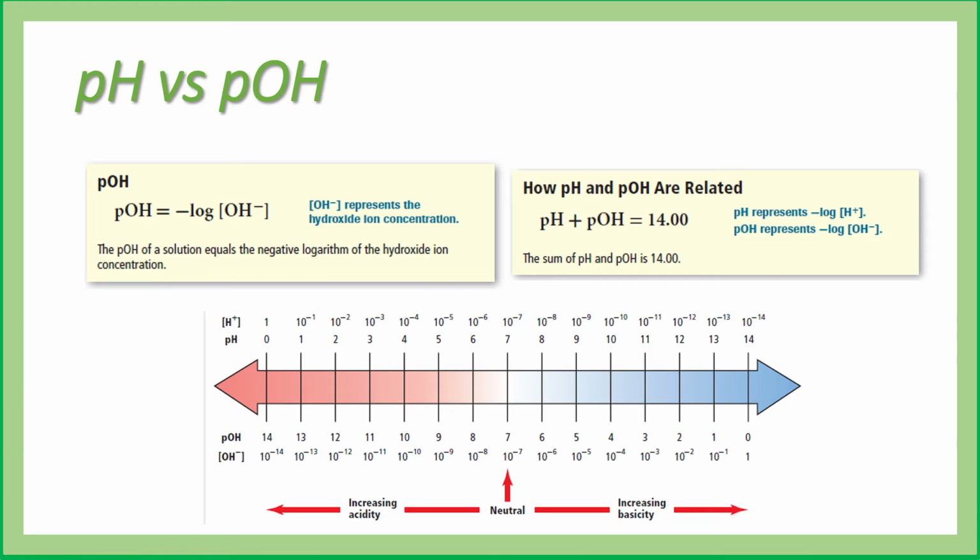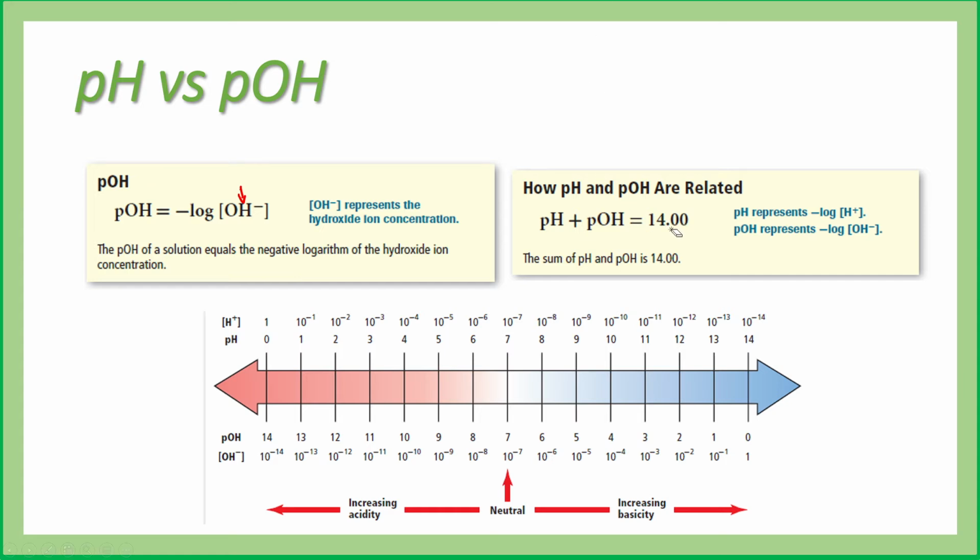Now, pOH. What is pOH? Well, pH is the hydrogen potential. pOH is the hydroxide potential, and it takes into consideration hydroxide ions. It's exactly the same as pH, but instead of hydrogen, it takes into account the hydroxide ions. And there is something important. If you combine pH and pOH, the answer will be 14.